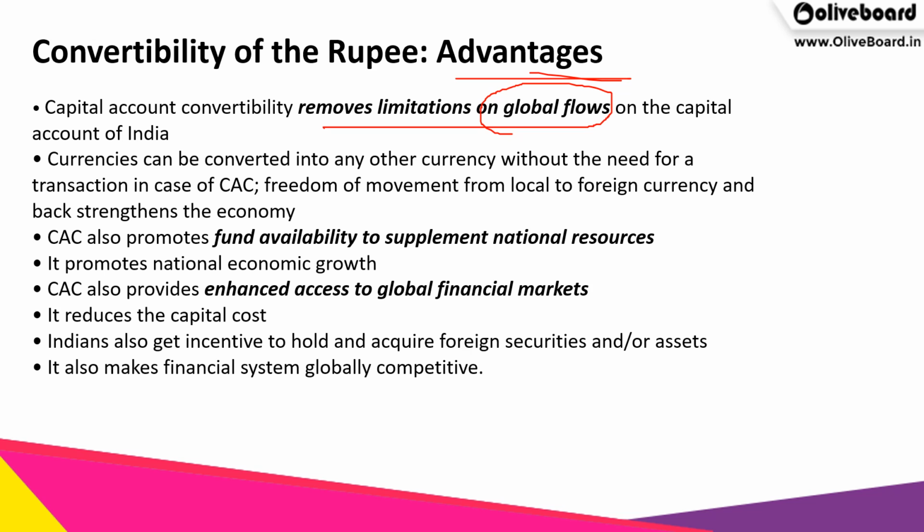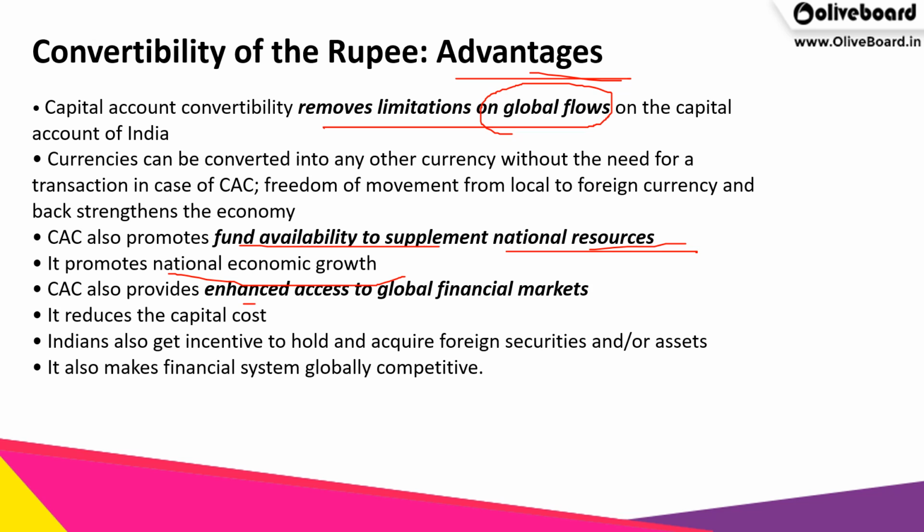Now, we can convert currencies into any other currency without the need for a transaction. When we talk about capital account convertibility, we can easily go to any country and convert rupee to their currency. It promotes fund availability to supplement national resources. As I already said, to promote economic growth we need a lot of funds, and borrowing becomes difficult for all the corporates. Hence, if we have capital account convertibility, there will be enough funds to supplement and encourage economic growth. So it will promote national economic growth.